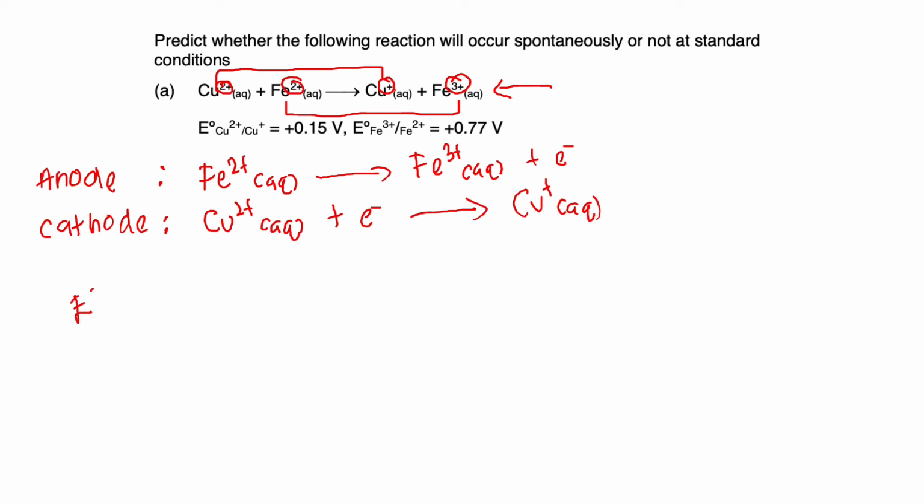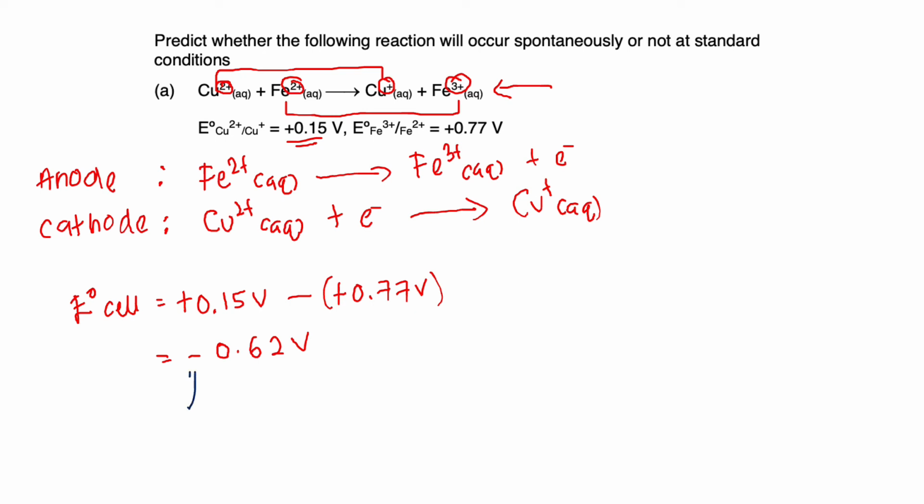We have to calculate this. We know our cathode is copper. Copper is positive 0.15 volt, minus, and for anode we have positive 0.77 volt. So what will we get? If you calculate, we are going to get negative 0.62 volt.